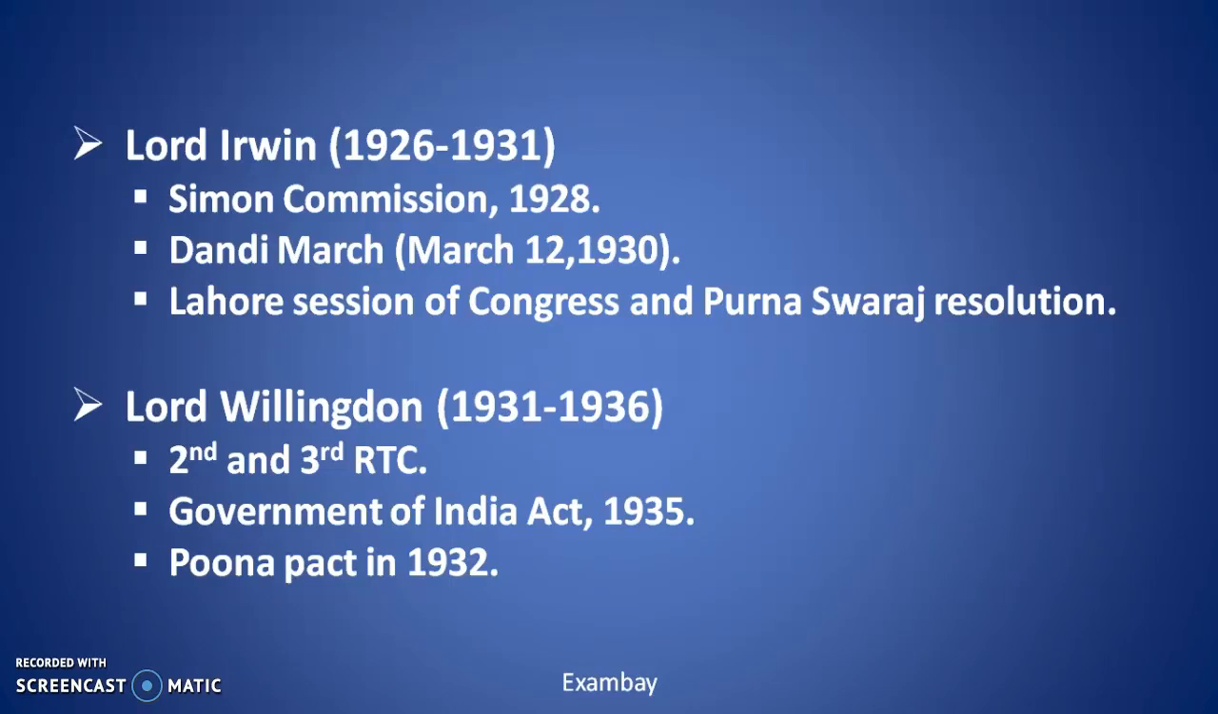Many of you may know about Saunders. Then a bomb was thrown in the Assembly Hall in Delhi by Bhagat Singh, and the execution of Bhagat Singh, Sukhdev and Rajguru in 1931. So all this time Lord Irwin was the viceroy, right? Then came Lord Willingdon. The second and third Round Table Conferences were held, and the first Round Table Conference was held during the reign of Lord Irwin. Then the Government of India Act 1935 was passed, and the Poona Pact was passed.